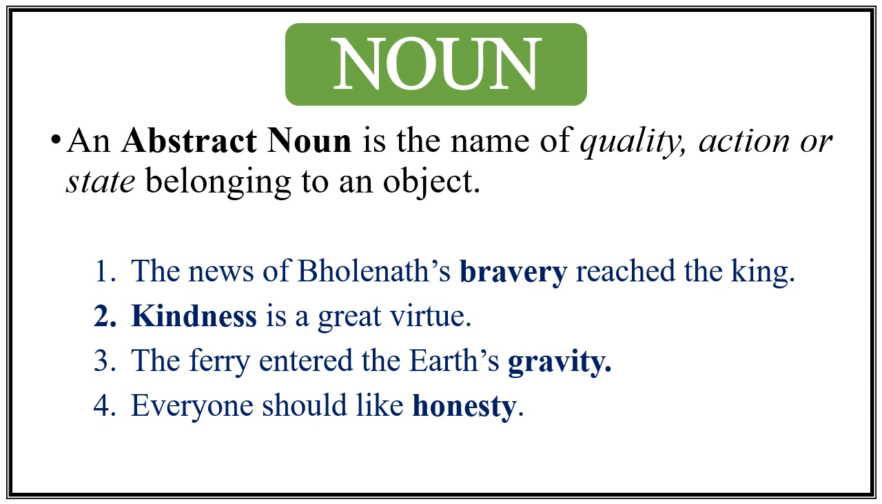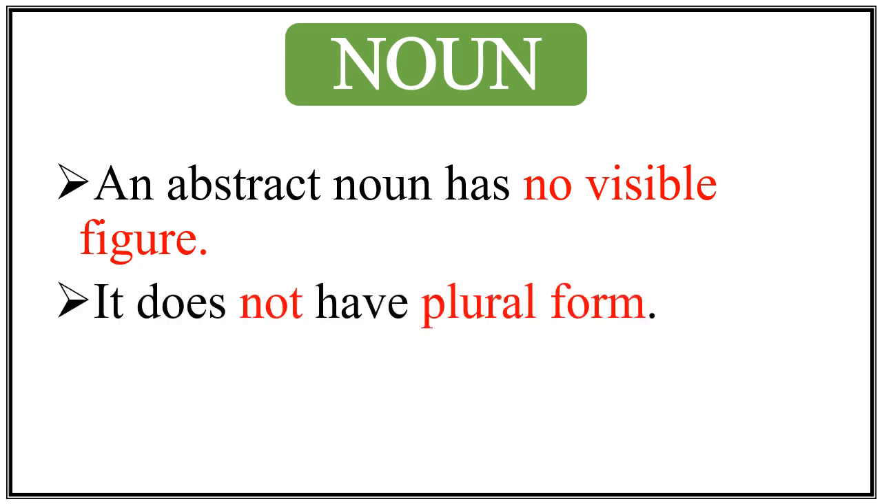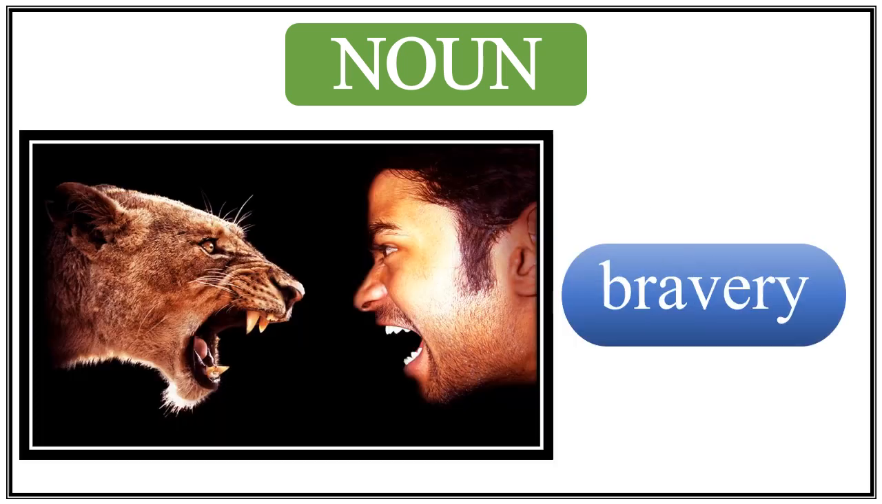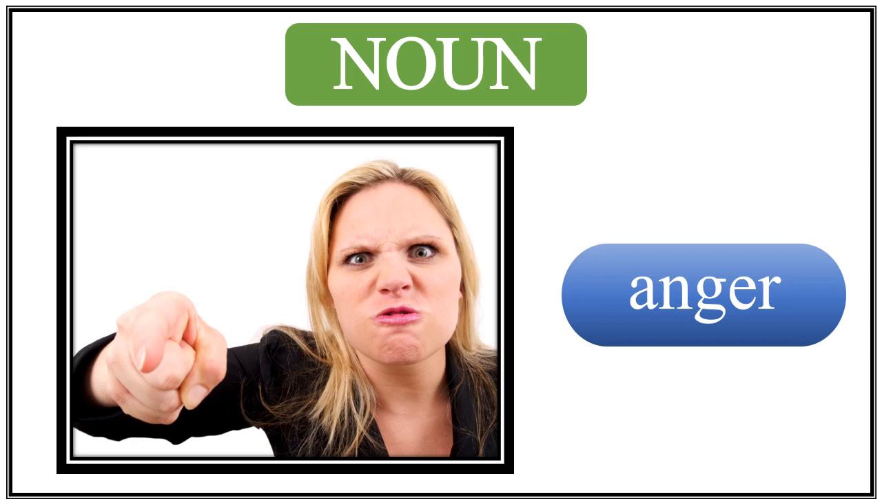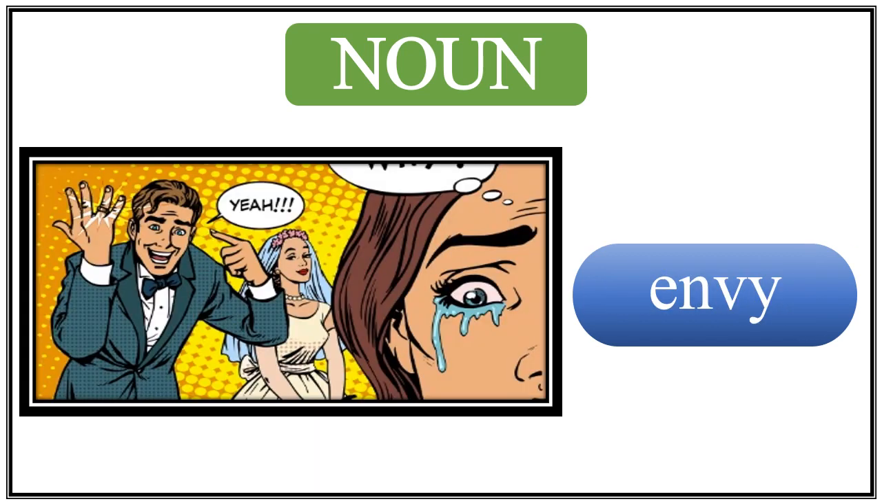This noun refers to a thing that does not exist as a material object. We can't see, touch, hear, smell or taste these nouns. We can only feel them. Remember two important things about abstract nouns. 1. An abstract noun has no visible figure. 2. It does not have plural form. Let me give you few more examples. Ability, bravery, beauty, anger, childhood, comfort, horror, envy, happiness.